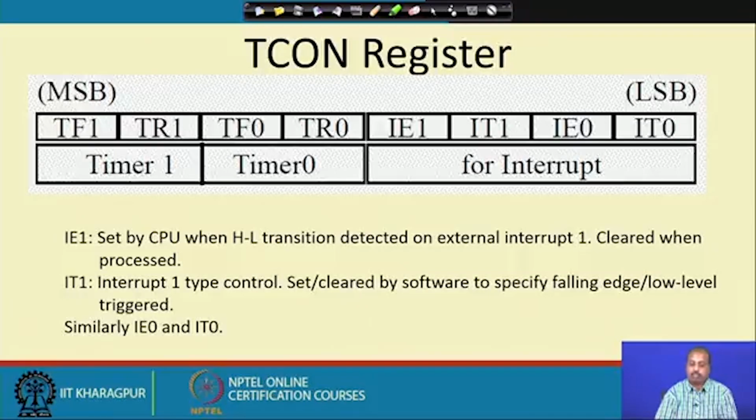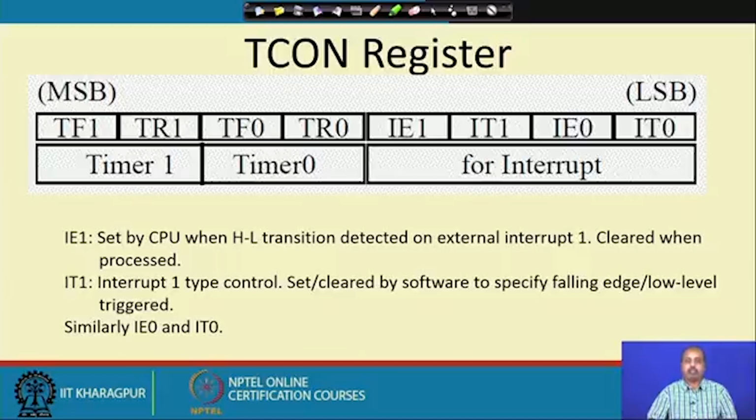And then we have got IT1. IT1 is the interrupt 1 type control. It is set or cleared by software to specify falling edge or low level triggered. If you set this IT1 bit to 1, then it will be falling edge triggered sensing. So when the interrupt line goes from high to low, it will be taken to be interrupting the system, and if it is 0, then when the INT1 line is low, it will be taken as an interrupt for the processor.